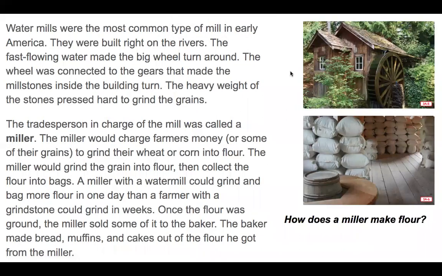Water mills were the most common type of mill in early America. They were built right on the rivers. The fast-flowing water made the big wheel turn around. The wheel was connected to the gears that made the millstones inside the building turn. The heavy weight of the stones pressed hard to grind the grains.